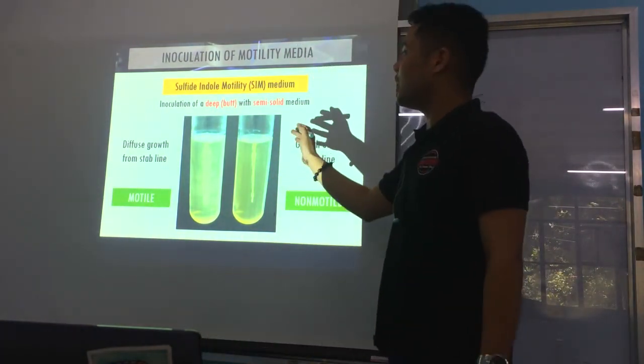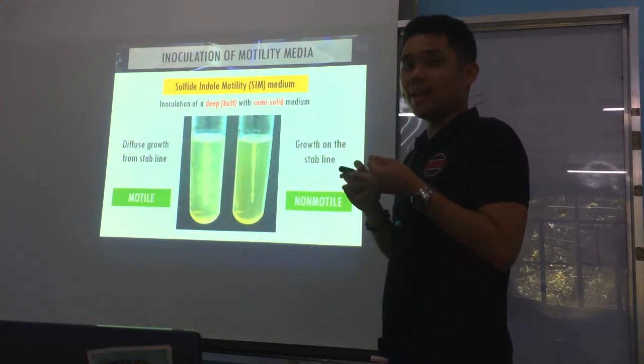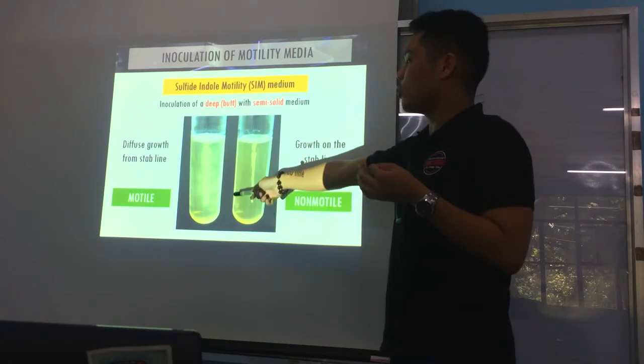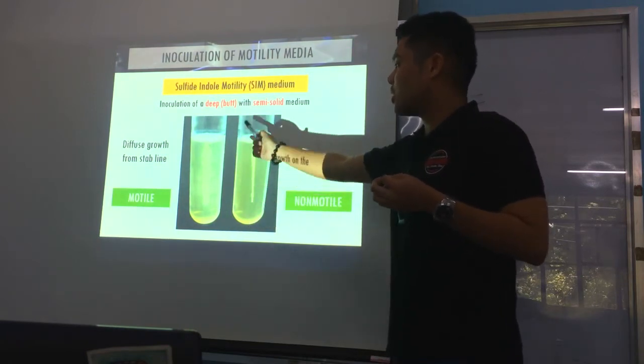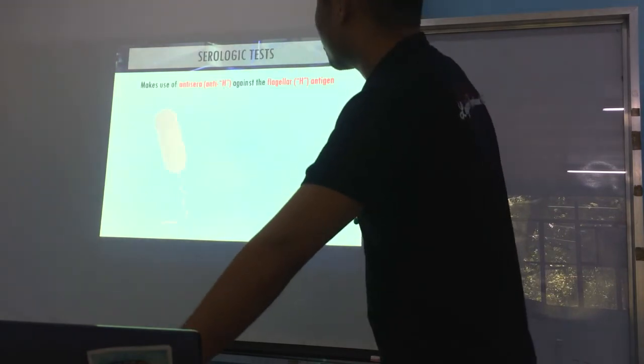Again, sulfide indole motility. By the name itself, tulo na ka-test. Di ba? Sulfide production, indole production, and motility. So that's one of the results sa inyong SIM. Okay? Alright. Next, we go na to serologic tests.